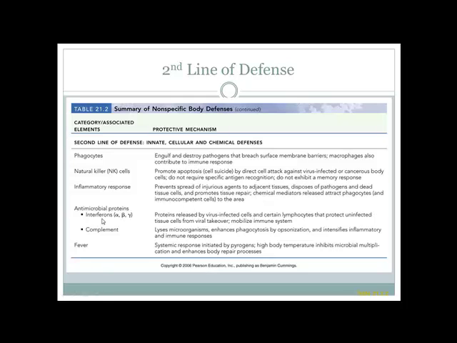Antimicrobial proteins such as interferon and complement. Interferon is going to be released by virally infected cells and some lymphocytes, and it's going to help start an immune response. Complement is going to kill microorganisms, and it's going to increase the amount of phagocytosis by opsonization. We'll talk about that a little bit later.